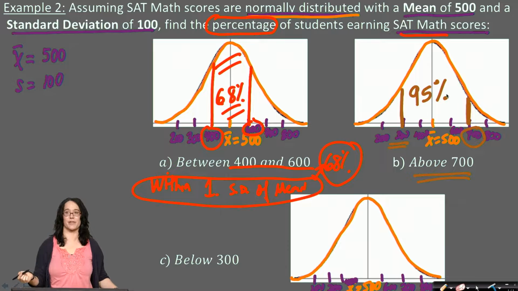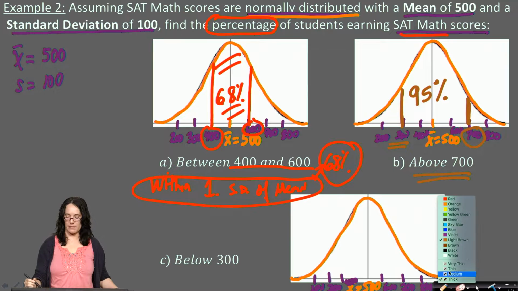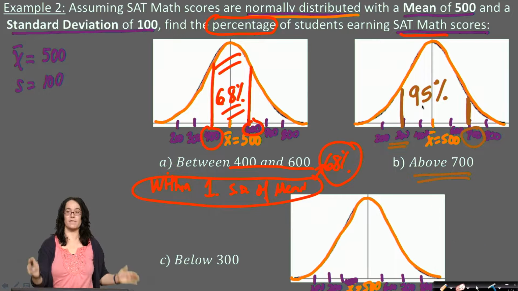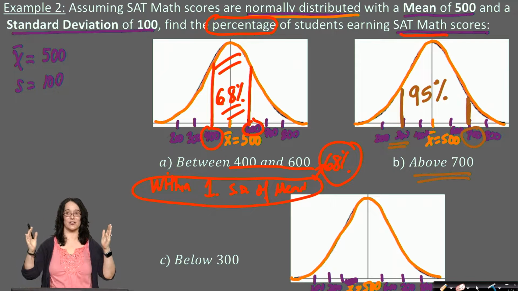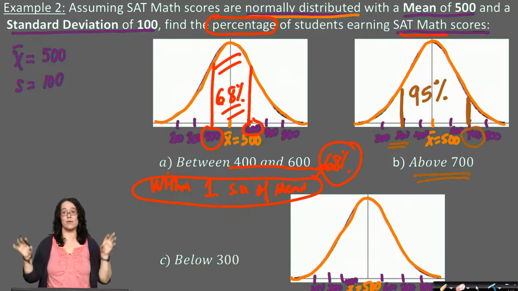Is our answer 95%? Do you have a 95% chance of getting a math score for SAT math above 700? No, that's a very high score. Highly unlikely, right? So hopefully that would tell you something's off if I'm thinking the answer is 95%. What would you need to do? A little bit of arithmetic, maybe? Let's think it through. If 95% is between those two numbers of 300 and 700, that would mean that the rest of the percentage that adds up to 100% would be within the tails.